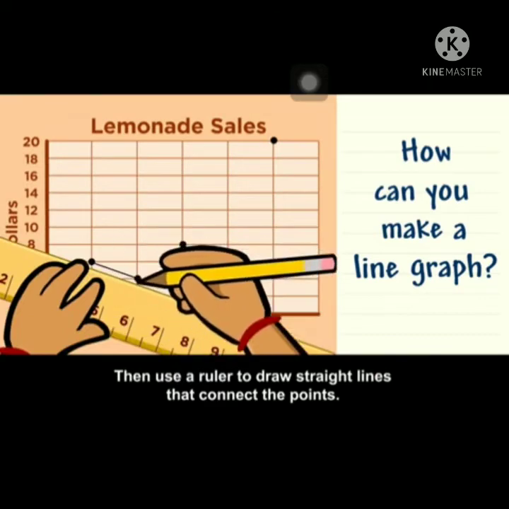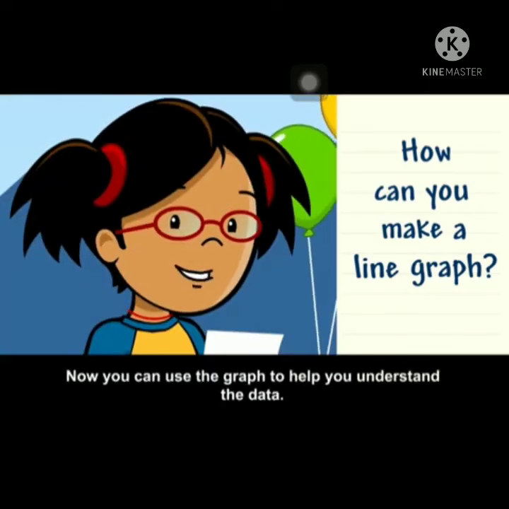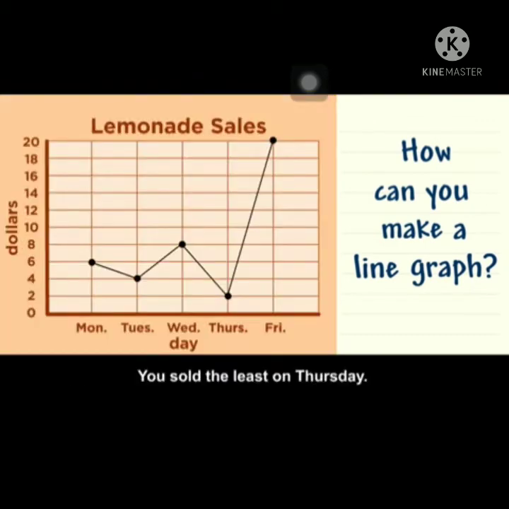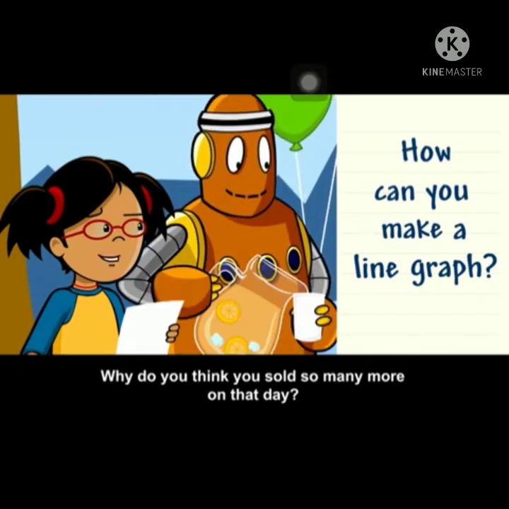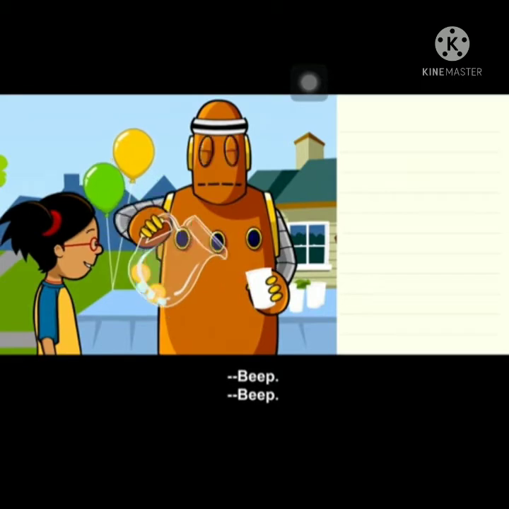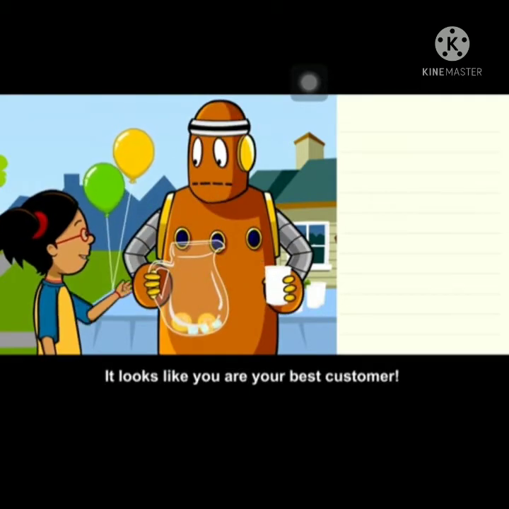Then use a ruler to draw straight lines that connect the points. Now you can use the graph to help you understand the data. You sold the least on Thursday, but on Friday you sold a lot more than the other days. Why do you think you sold so many more on that day? It looks like you are your best customer.